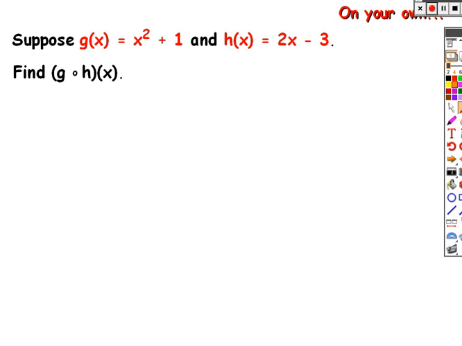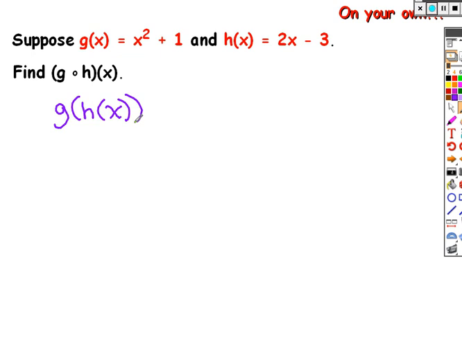So now, why don't you attempt this? We're going to do the reverse. Find g of h of x. And remember this notation with the open circle? That means the same as if I said g of h of x. Same question. So pause the video and let's see what you come up with.